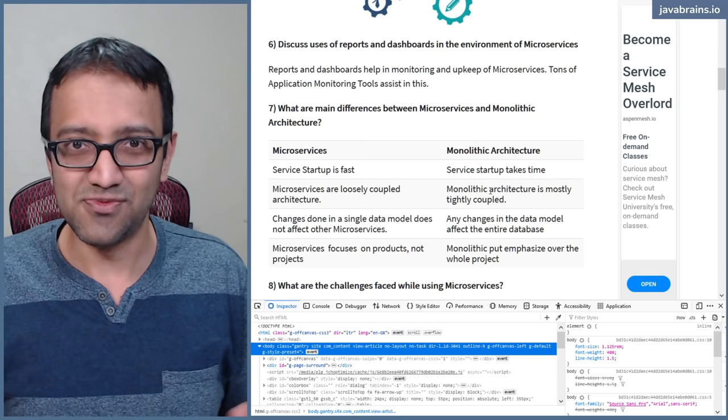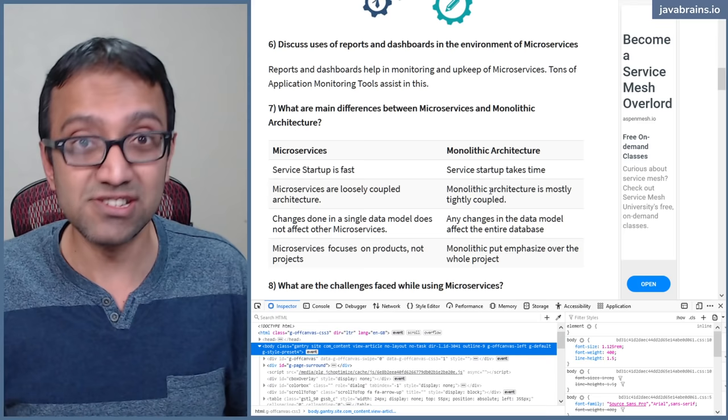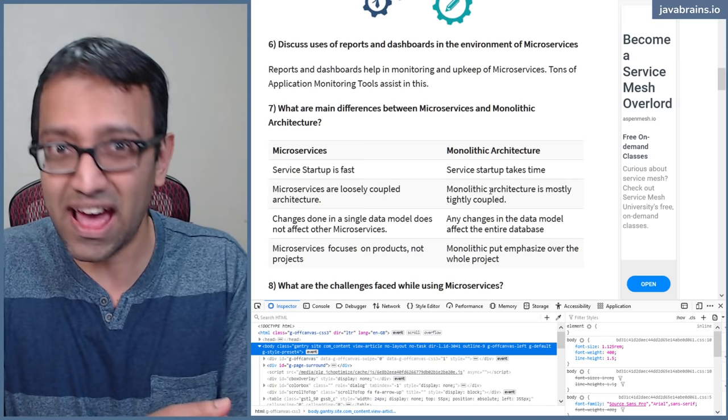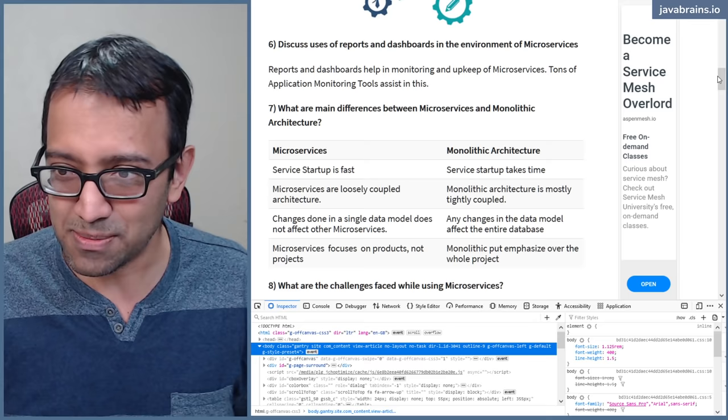That's the first thing. Second thing, again, multiple different instances. So you need to coordinate them, you need to manage them, you need to monitor them. You have more things to worry about, more things to track, more things to monitor. That's another disadvantage. So there are a bunch of them. Let's take a look at what they say.